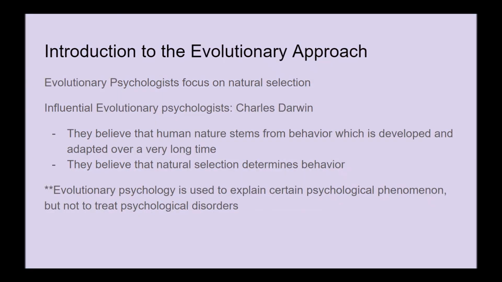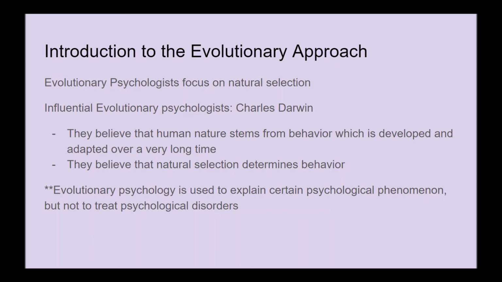Then we get to the evolutionary approach. Evolutionary psychologists focus on natural selection. Your influential evolutionary psychologist is Charles Darwin. He's also like a Sigmund Freud type figure in that he's influenced so much of pop culture as well as the medical field, as well as so many other fields. They believe that human nature stems from behavior which is developed and adapted over a very long time, and they believe that natural selection determines behavior.